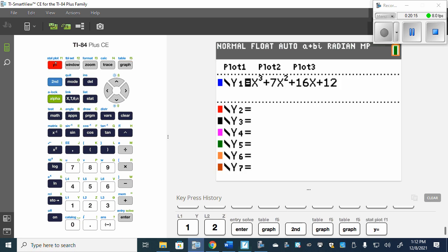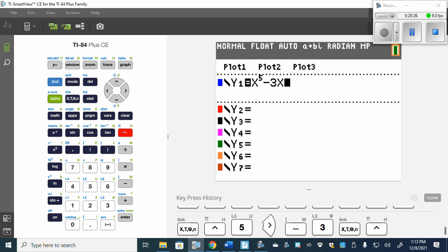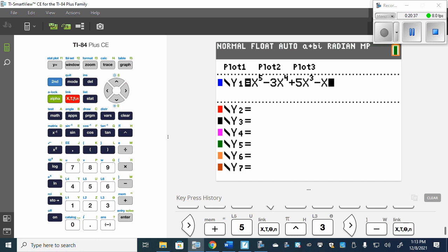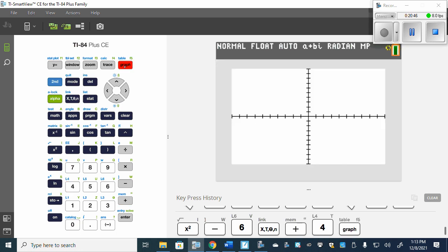So we can pull up the graphing calculator. So we can clear this out and put in x to the 5th minus 3x to the 4th plus 5x to the 3rd minus x squared minus 6x plus 4. And once we get it typed in, we can hit graph.